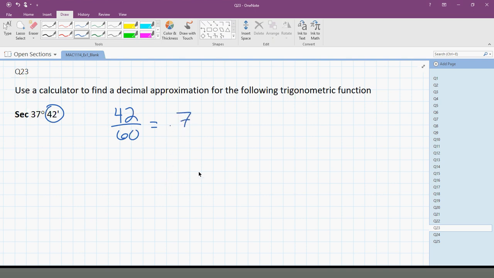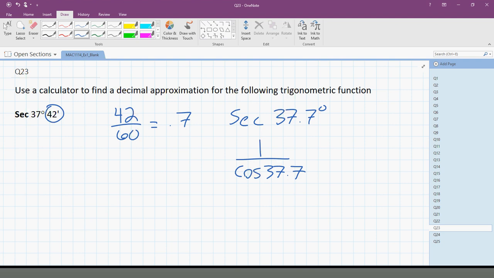So that's 0.7. So if you want to just go into your calculator and work secant of 37.7 degrees, that will work. There is no secant button, so think about its reciprocal. Really what you're going to run in your calculator is 1 divided by cosine 37.7. And again, make sure your calculator is in what mode? Degrees. So keep an eye out for that.